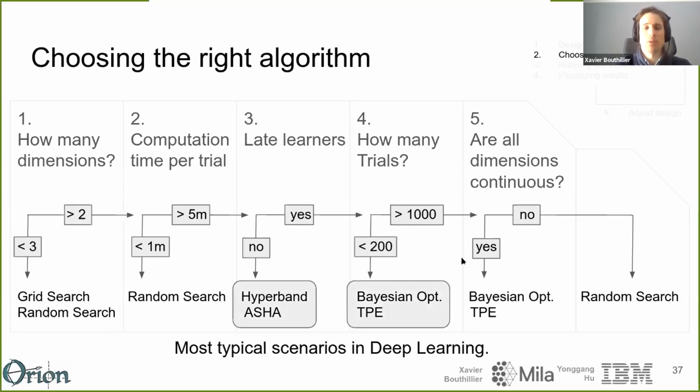I would say in general, in deep learning, the most typical scenarios is either you don't have late learners and you can afford hyperband ASHA, which is great because typically deep learning takes a little more time to train. Or you cannot afford to have a lot of trials because it takes a long time to train, again, deep learning models typically. And so you're better off using Bayesian optimization TPE. So I would say in general, these are the two algorithms that are the most typical ones for deep learning.